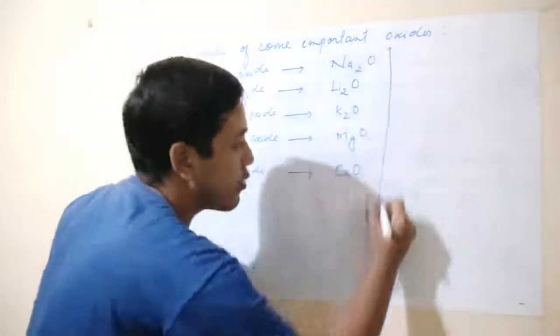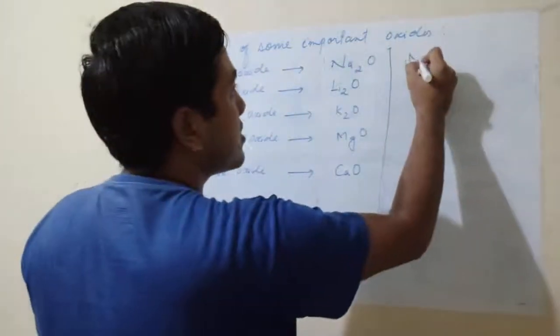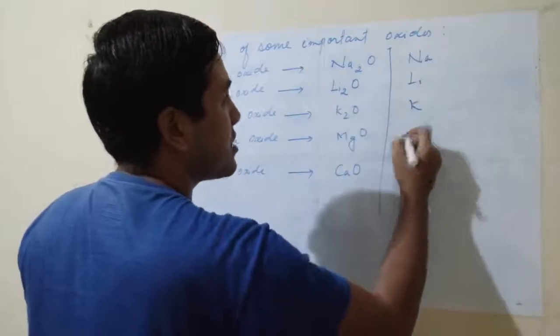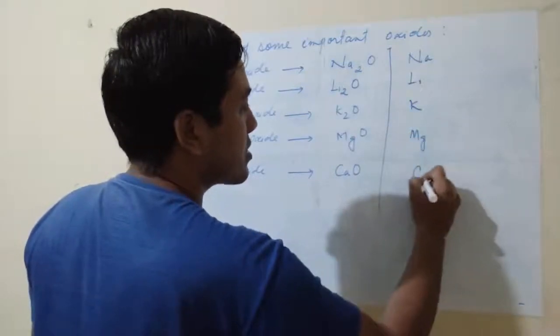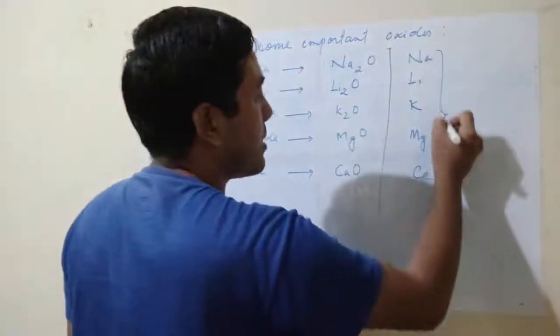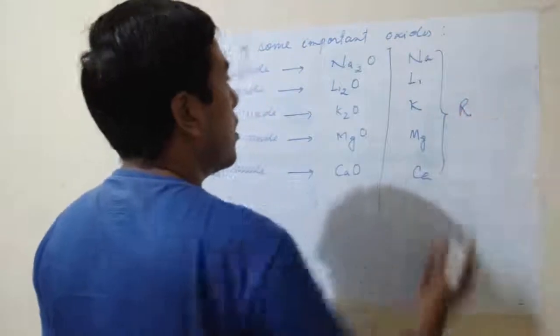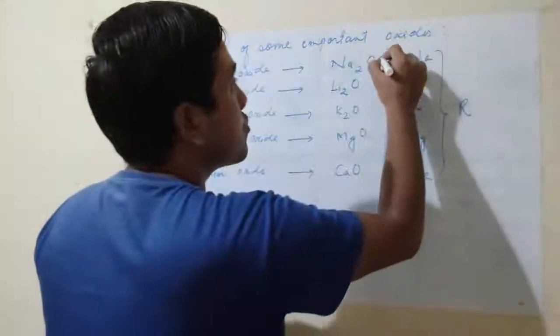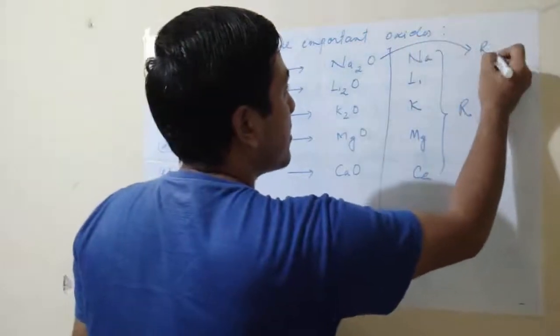Now see, in these oxides, what are the metals? The metal is Na, metal is Li, metal is potassium, metal is magnesium, metal is calcium. Right. If we replace all the metals with R, what is the formula of this oxide? Then this becomes R2O.